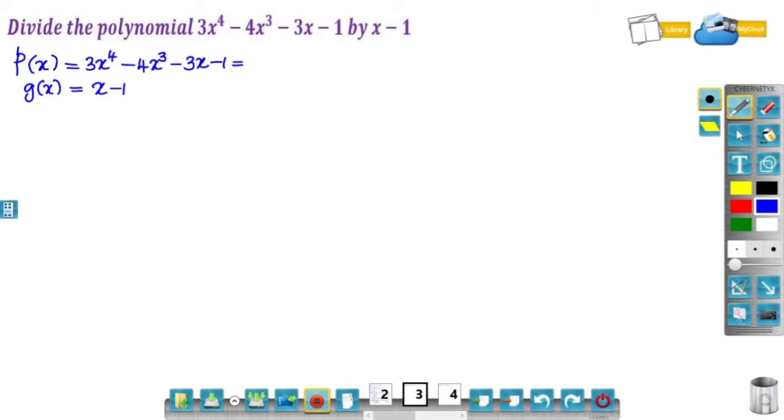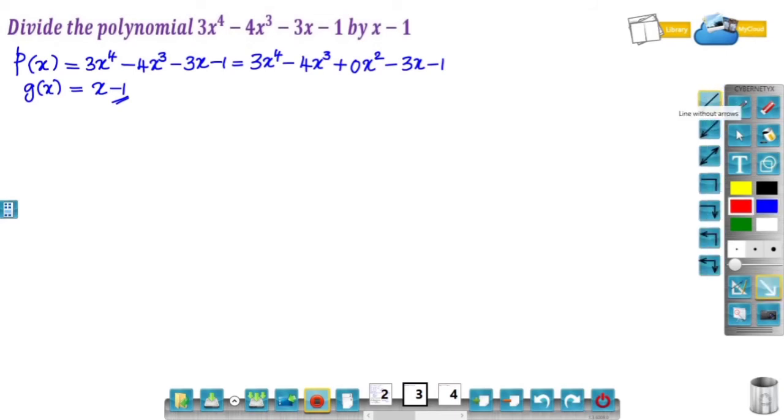Before doing long division method, first write in the standard form, that is decreasing order of powers. 3x to the power 4 minus 4x cube. Here we don't have term with x square, so write 0 as the coefficient, plus 0x square, then term with x, minus 3x minus 1. Now g of x is already in the standard form, that is power 1 then constant. Now let us divide.